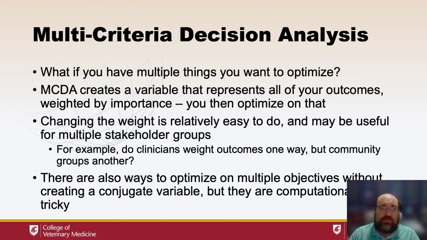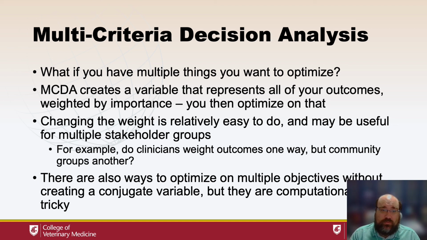The final thing to touch on in this is what's called multi-criteria decision analysis, which is what happens if you have multiple things you want to optimize. MCDA creates a variable that's sort of a construct of all of your outcomes weighted by importance, and then you optimize on that. So maybe there's a really important outcome that we can't avoid, but if we can avoid tons of less important outcomes, that might be okay. Changing the weight here is relatively easy to do, and this can be useful when discussing a problem with multiple stakeholder groups. So for example, do clinicians weight outcomes one way, but community groups another? You can sort of interrogate those weights and see if you can find a balance.